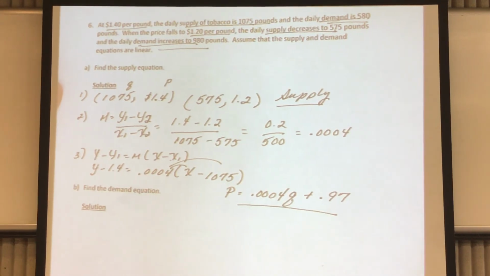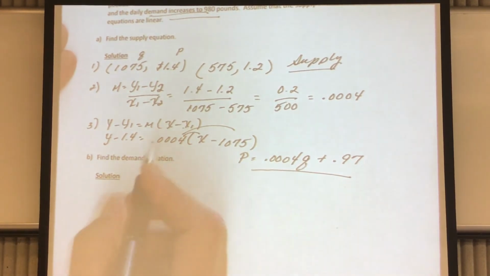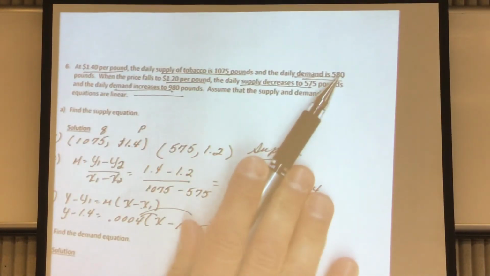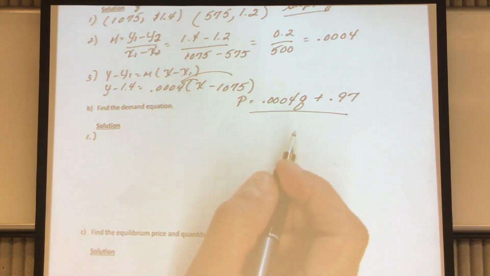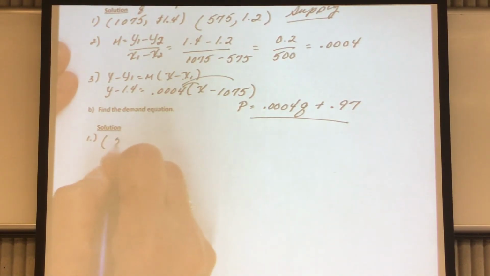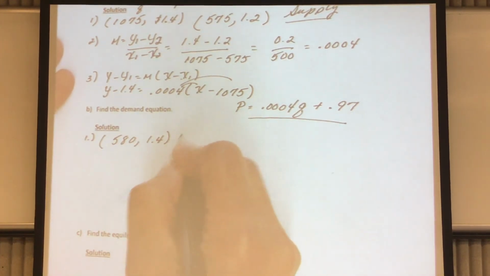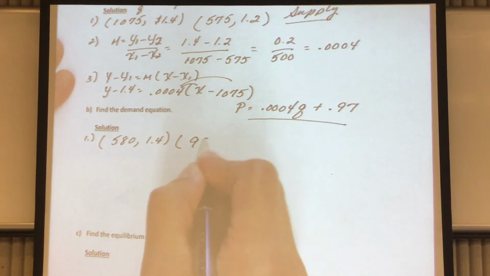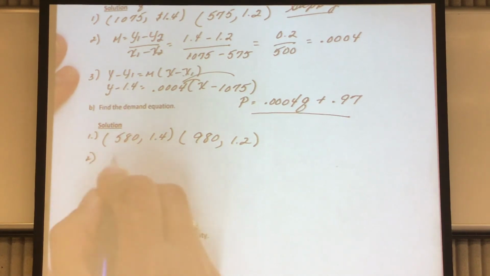Now you are going to do the same for your demand equation. So now determining the points for the demand. The demand is 580 when the price is $1.40. So that is going to be our first point. So when the price is $1.40, the demand is 580. So 580, comma 1.4. And then when the price is $1.20, the demand increases to 980. So 980 at $1.20. And let's find the slope.